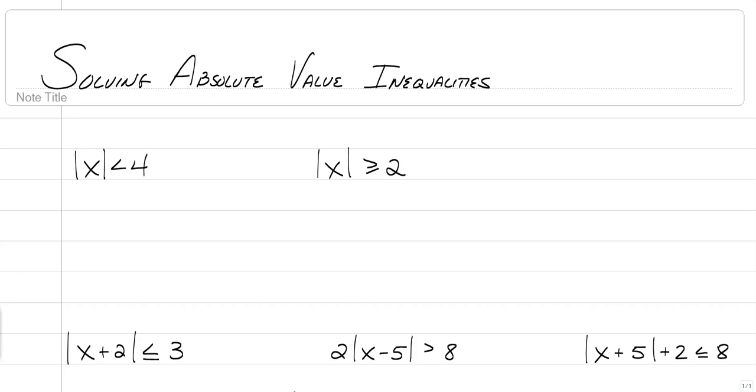Hey everybody, Mr. Longo here to talk to you about solving absolute value inequalities. So inequalities for absolute value take two things. First, you have to know how to solve an absolute value equation, but you also need to know "and" and "or" compound inequalities, and it's going to tie the two together.